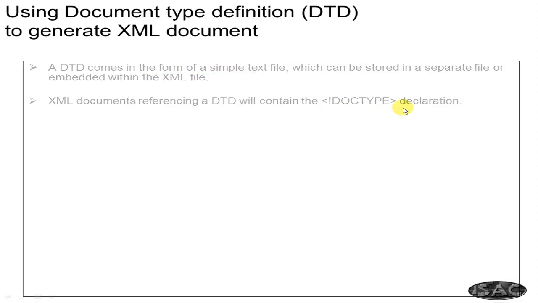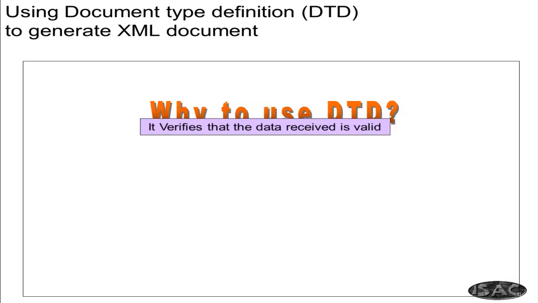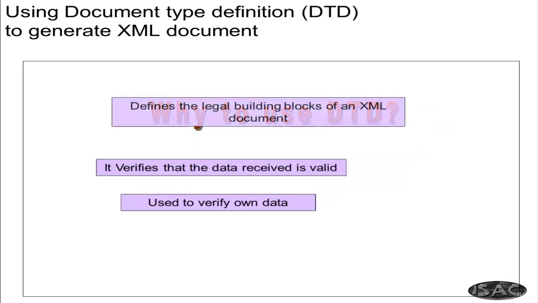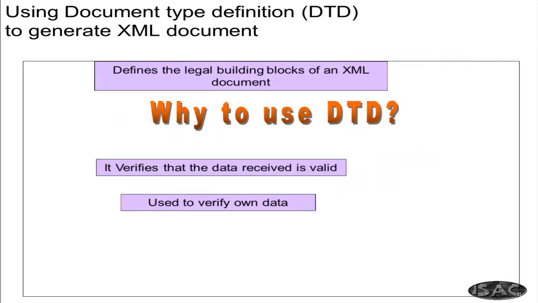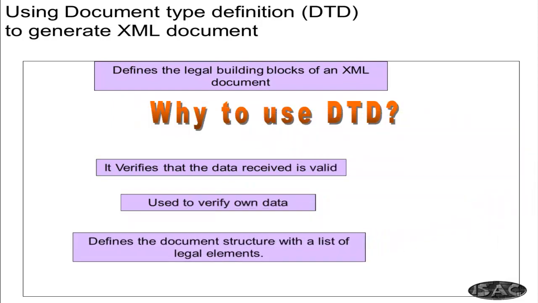Now let us see why to use DTD. I have already explained. It verifies that the data received is valid. It is used to verify its own data. It defines the legal building blocks of an XML document. These are the building blocks. Only 10 tags or 15 tags or X number of tags are allowed in the XML document. So that is what it says.